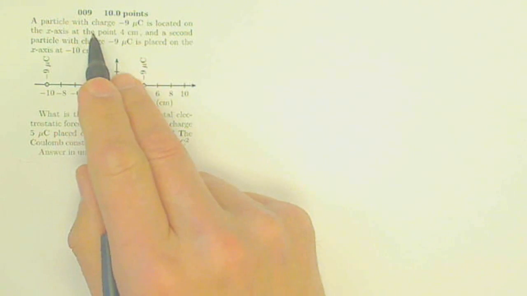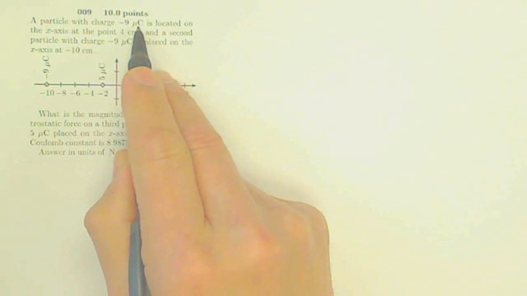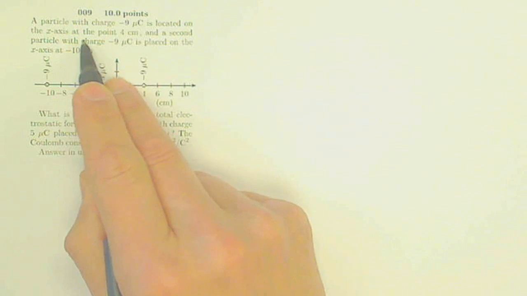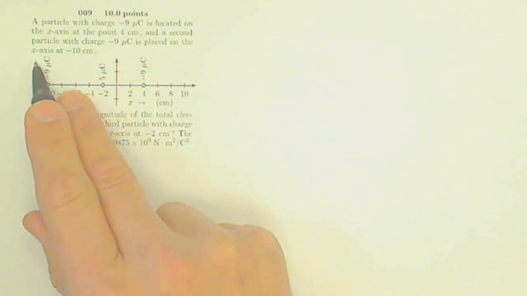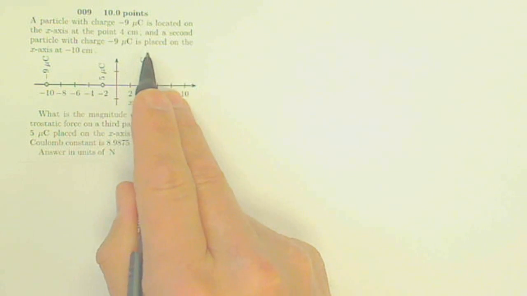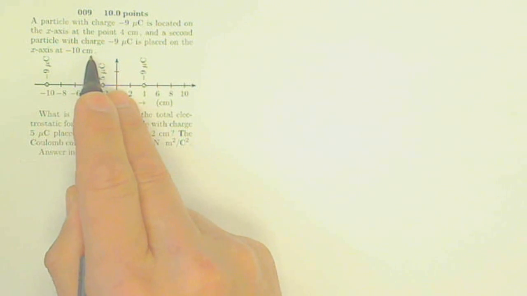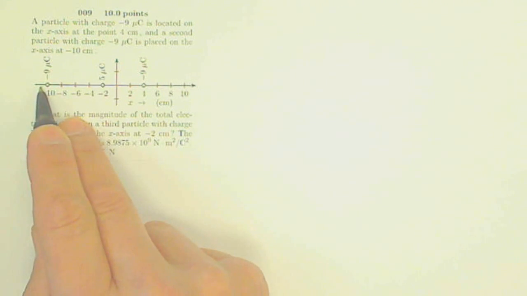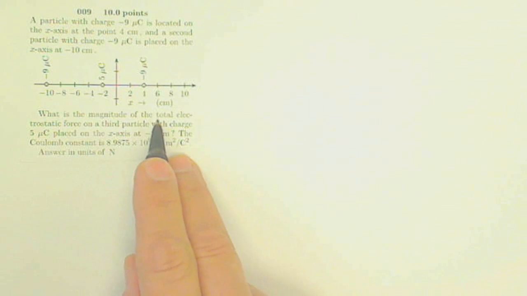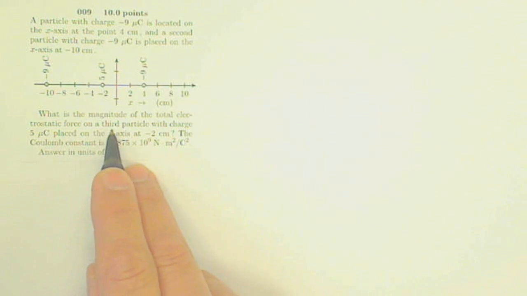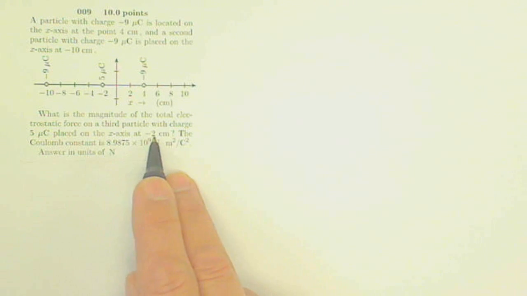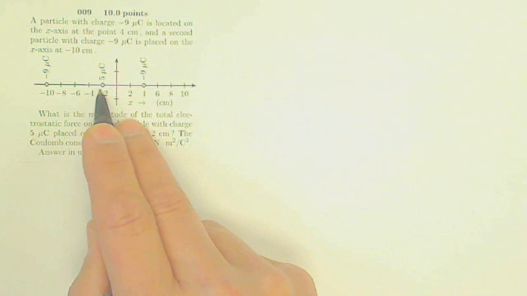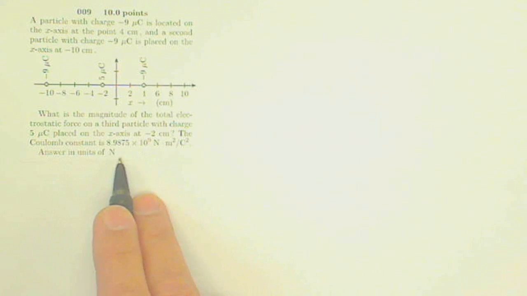A particle with charge -9 microcoulombs is located on the x-axis at the point 4 centimeters, so that's this one. A second particle with charge -9 microcoulombs is placed on the x-axis at -10 centimeters, that's this one. What is the magnitude of the total electrostatic force on a third particle with a charge of 5 microcoulombs placed on the x-axis at -2 centimeters? That's this one. The Coulomb constant is.